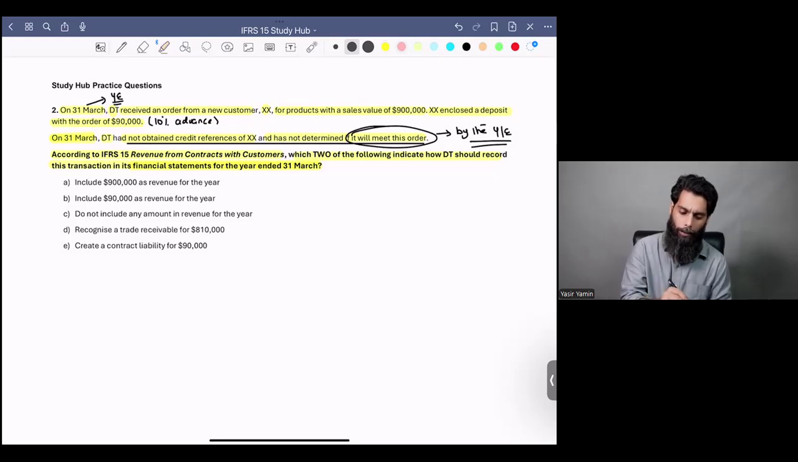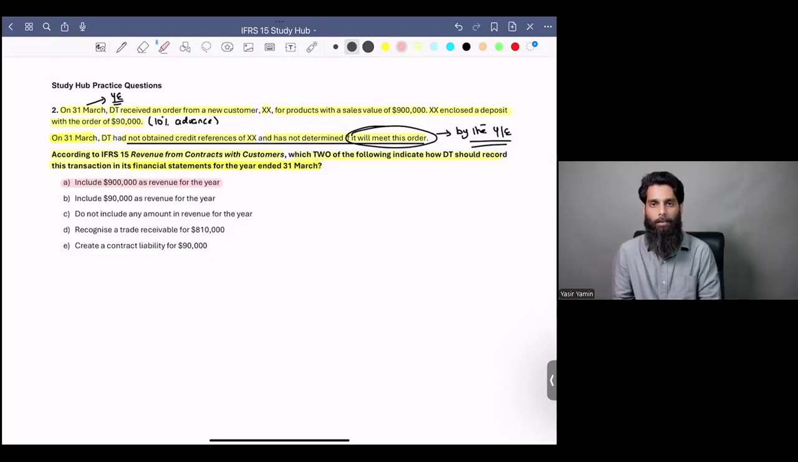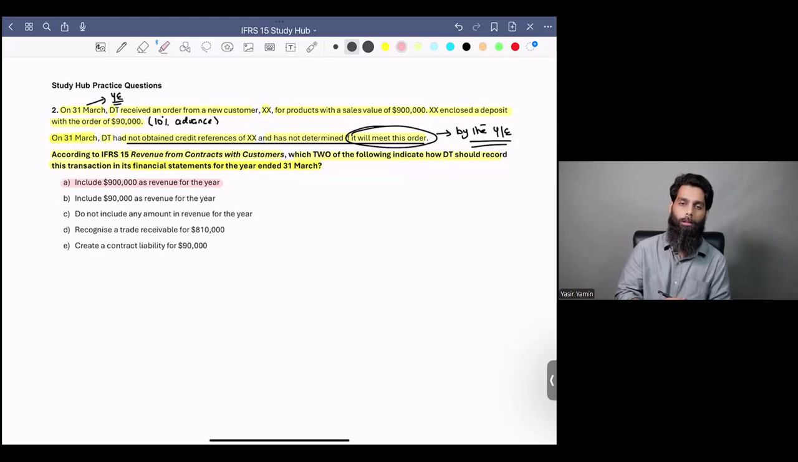Let's go one by one. Can we include $900,000 as revenue for the year? I mean, we have received a contract. We might fulfill it. Can we recognize revenue? No. According to IFRS 15, revenue can only be recognized when the performance obligation has been satisfied.